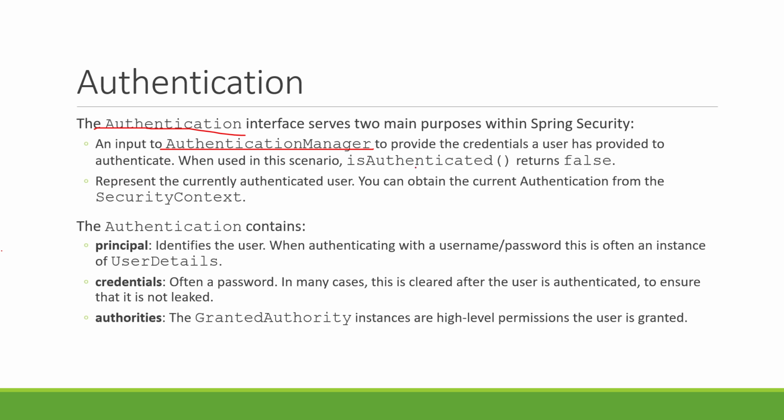In this case, isAuthenticated is false, which means if we want to do authentication, we pass this authentication object to the Authentication Manager to do the authentication. At that time, isAuthenticated will be returned as true or false. We are going to use it later when we do JWT. We are going to use the Authentication Manager to do the authentication for us, and at that time you're going to see where it's being used.